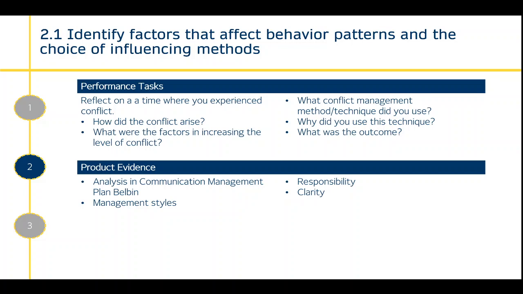Moving on now to the second outcome, 2.1, identify factors that affect behaviour patterns and the choice of influencing methods. This outcome is about conflict management. Conflict is a good thing for a project in most instances. It's important to have some degree of conflict where there's competition for ideas to take things forwards. You don't want a team full of people who just nod and agree to the first suggestion.